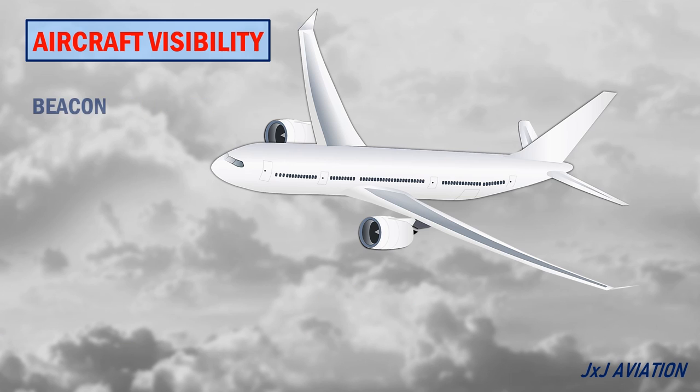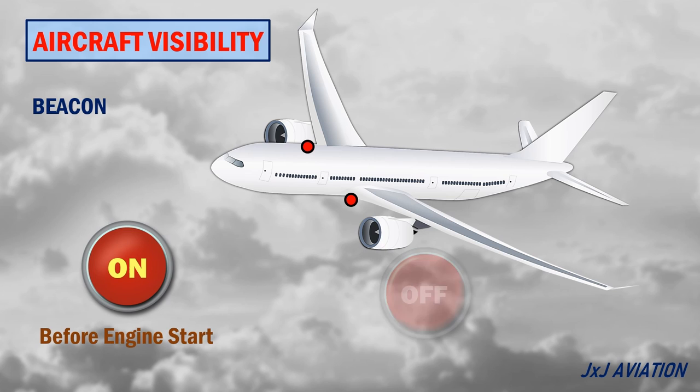Beacon. These are flashing red lights, one on top of the fuselage and the other at the bottom of the fuselage. The beacon lights are turned on before the engines are started, and turned off when the engines are shut down.